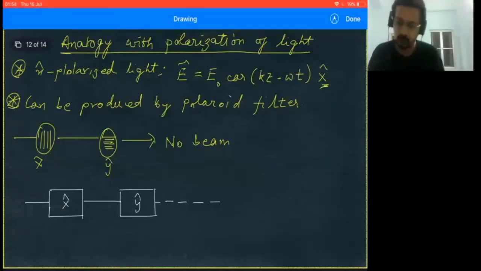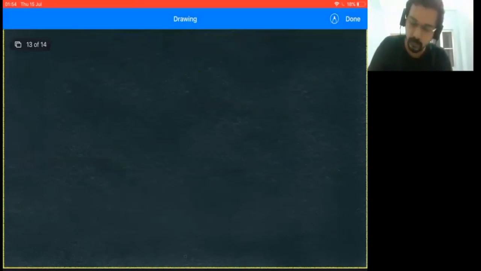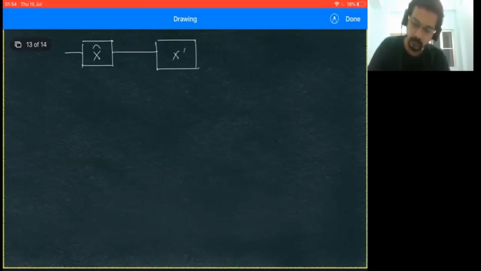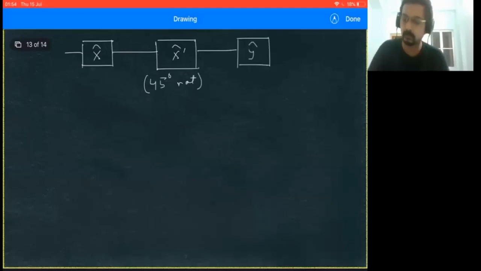Now, however, with light, one can think of this as case A. However, if I use a setup as follows, where I pass normal light first through X, then I pass it through another filter, which I'm going to call X prime, which is nothing but a 45 degree rotated filter, and then Y, which is a 90 degree rotated filter, what you are going to see is that there is a beam.